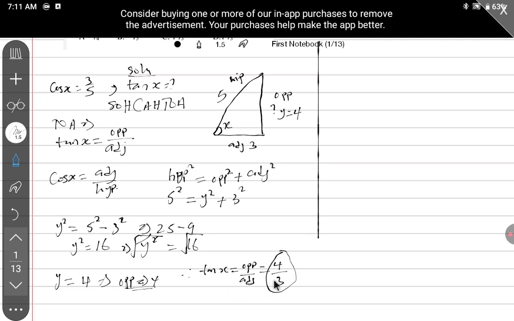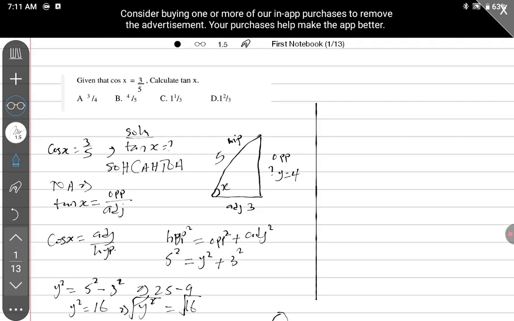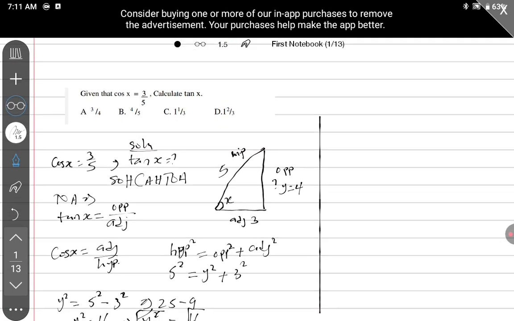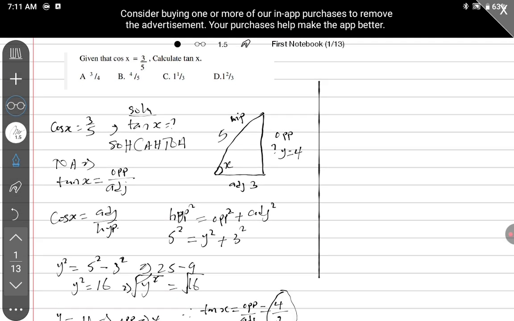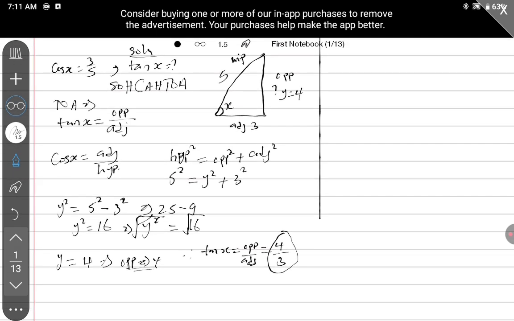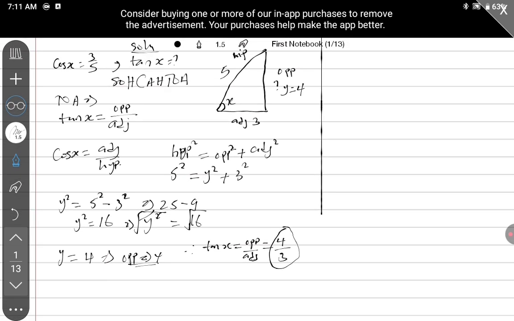Let's see the options we have here. Maybe we have 4 over 3. We don't have 4 over 3, we have 3 over 4, and the answer is not 3 over 4. So I think the answer should be in mixed fraction form. So let's convert into a mixed fraction and see what we have as our answer.